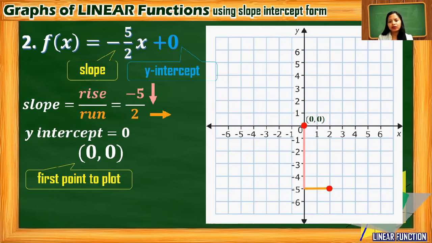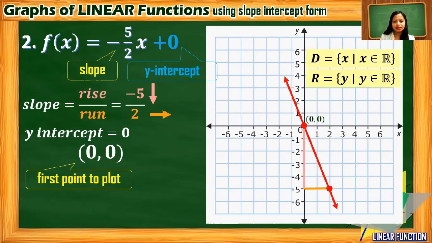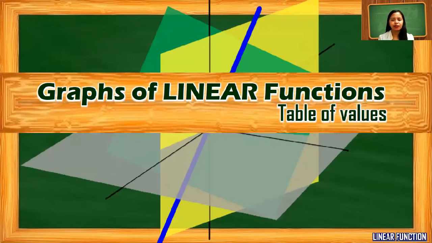And if we are going to connect the 2 points, we can have the graph of the function f of x is equal to negative 5 over 2x. And of course, the domain is the set of real numbers, and the range is the set of real numbers here. Another way to graph a linear function is by using the table of values.